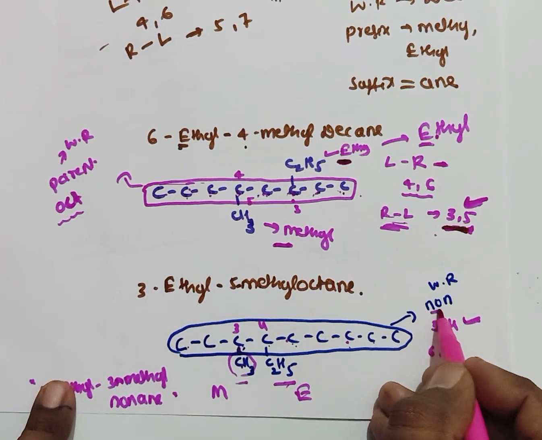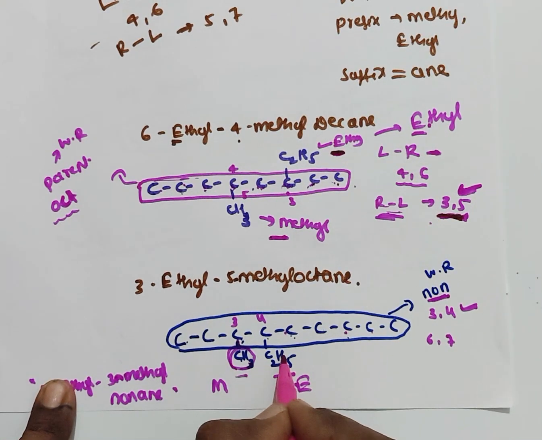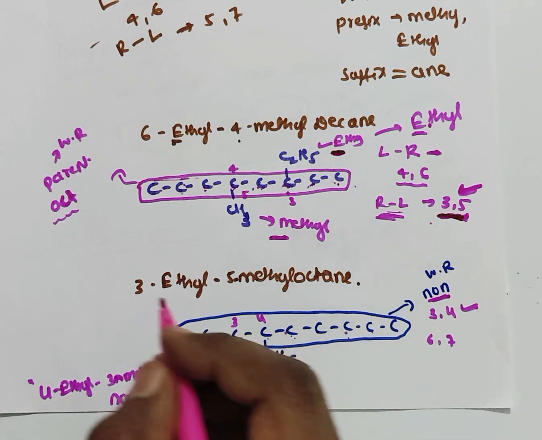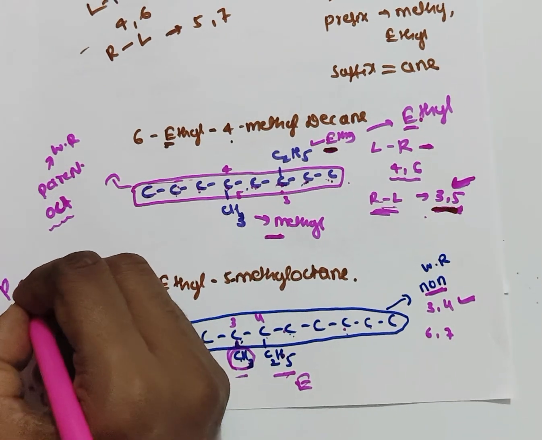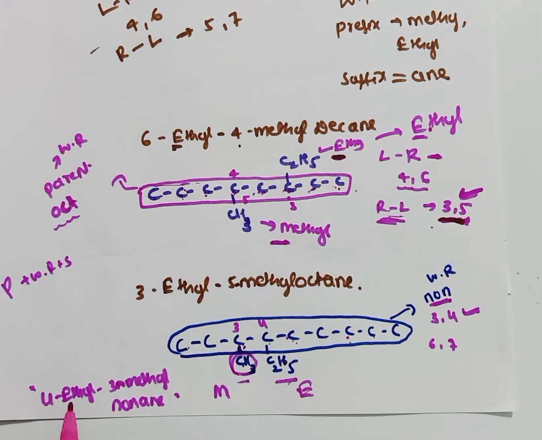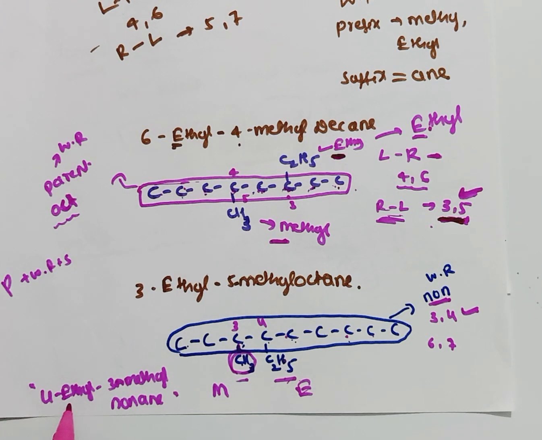Here again the word root is non. Prefixes are methyl and ethyl, and between the carbons a single bond is there. Therefore the suffix is ane. So in nomenclature, first the prefix, after that the word root, after that the suffix. If more than one substituent is there, please follow alphabetical order. Here two prefixes are there, methyl and ethyl. Ethyl comes first, after that methyl. Therefore, 4-ethyl-3-methylnonane is the nomenclature of the given organic compound.